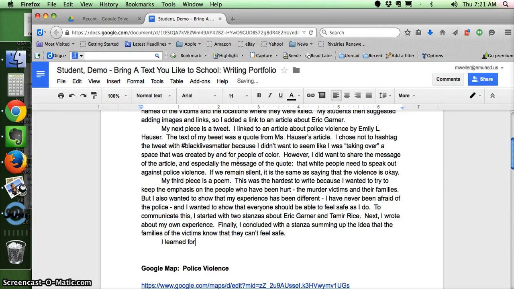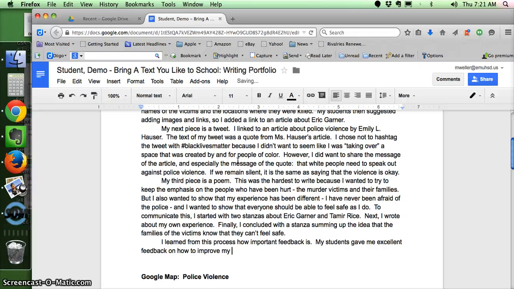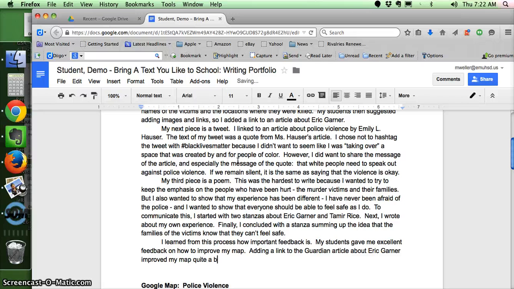I'm going to say I learned from this process how important feedback is. My students gave me excellent feedback on how to improve my map. Adding a link to the Guardian article about Eric Garner improved my map quite a bit. And I don't think I would have had this idea on my own. Okay, and then I'm gonna just add one more sentence. Collaborating really does make for better writing.